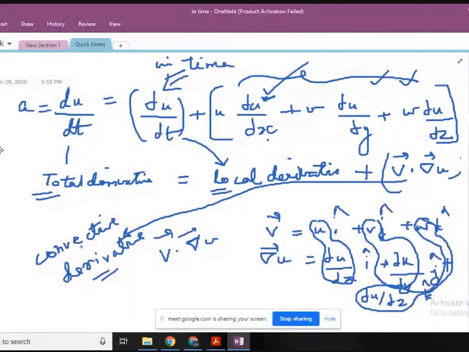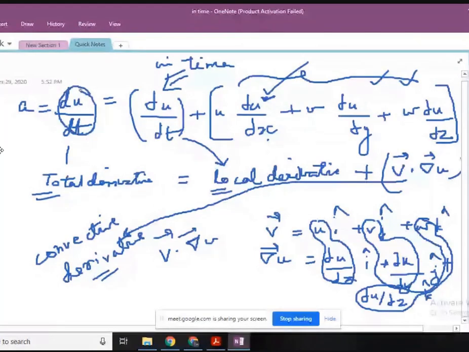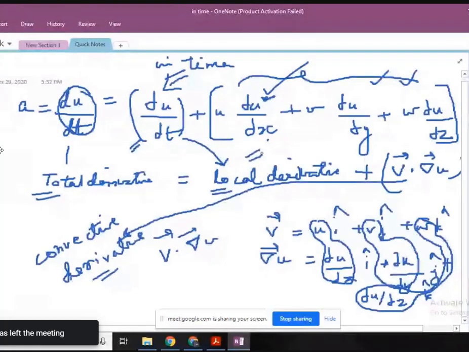So when you are tracking the variation of a property, the total change in the property is affected by local variations as well as by the physical motion of the fluid being transported in the space.